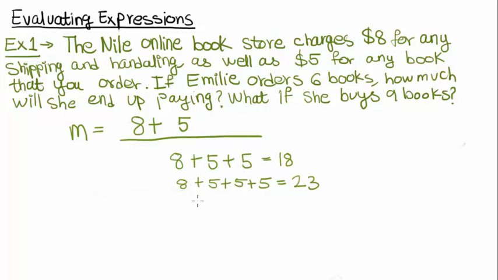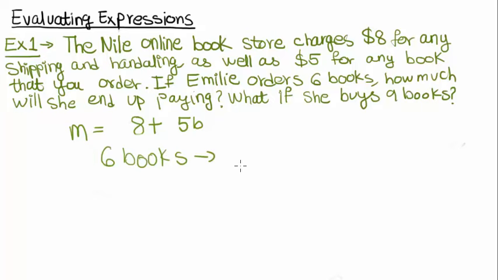Therefore, the variable at our hand is the number of books that she will buy. We can represent this variable by the letter b, and we know that we need to multiply that variable b by the number 5 because that's how much each book costs. Now, if Emily ends up buying 6 books, we need to replace the variable b above by the number 6. So we have the following over here.